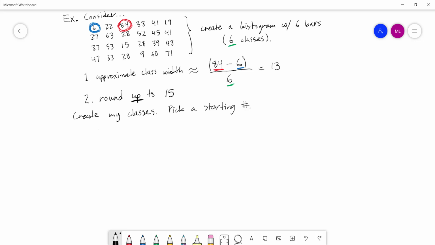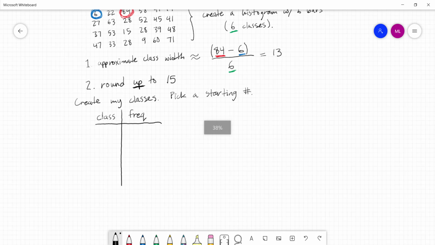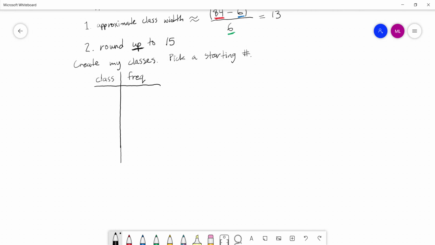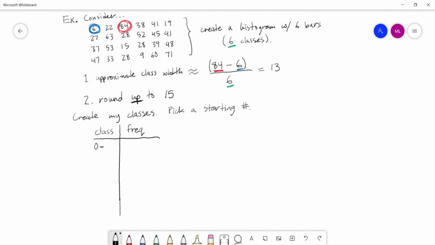So I'm going to create my classes here and create the same kind of table that we did before with the frequency. So I'm going to create my frequency distribution. And I'm going to have my first class start at 0. And I'm picking 0 because it's close to this 6, which was the smallest number that we had. But in the context of ages, 0 makes more sense to start at than starting at 1, because 1 would mean we were excluding newborns. We're excluding a year's worth of babies. So I'm going to start at 0.